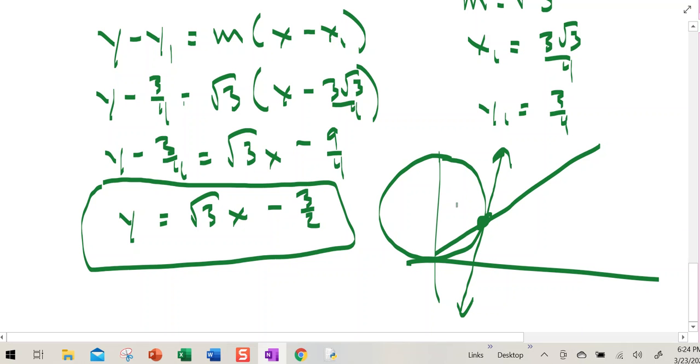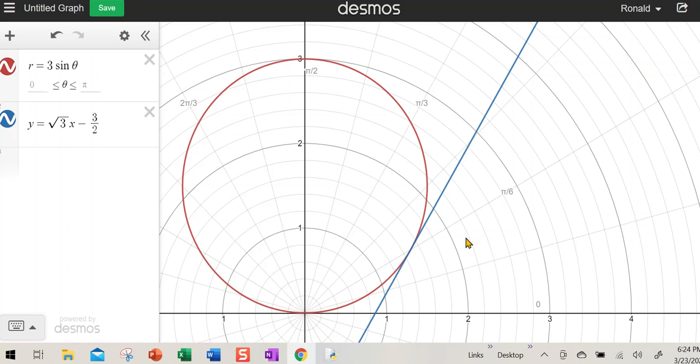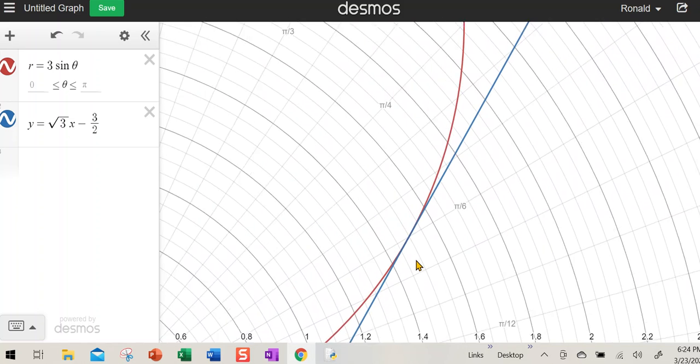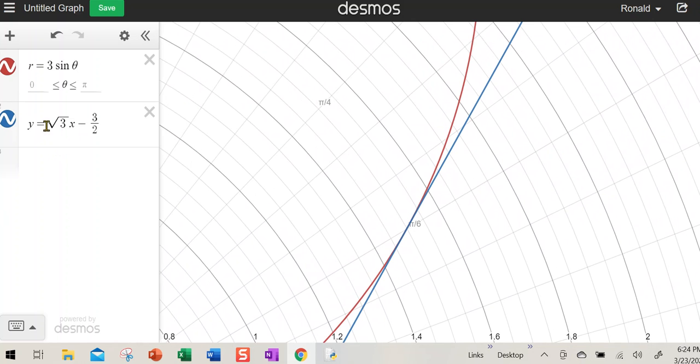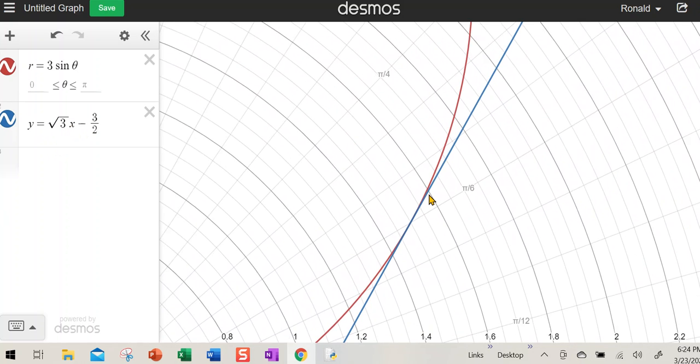And so now I'm going to go to Desmos, and let's take a quick look where I've graphed all this in Desmos. I've graphed the equation of the line in Desmos, and here we have it. So here in red is the circle, 3 sine of theta. And here is the ray coming out for pi over 6, and you can see pi over 6 intersects the circle exactly where our tangent line does. So it looks like we got this tangent line just perfect, right? And we can zoom in there, we can see that it is tangent. And the equation of the tangent line up here is radical 3 x minus 3/2.